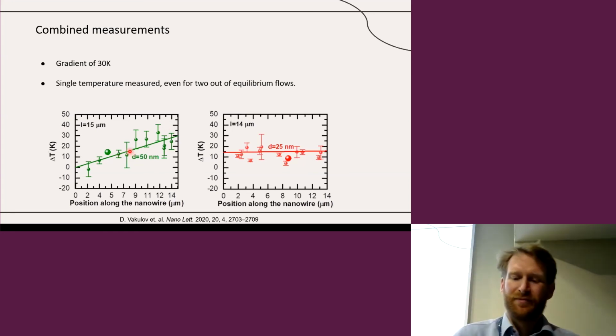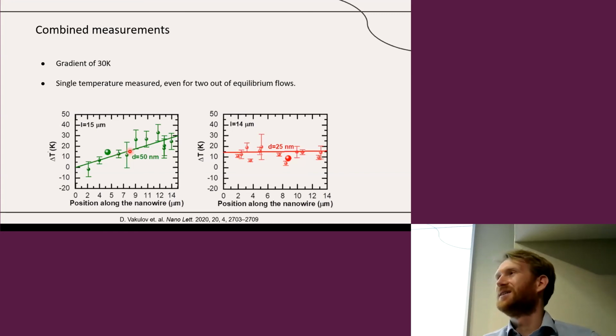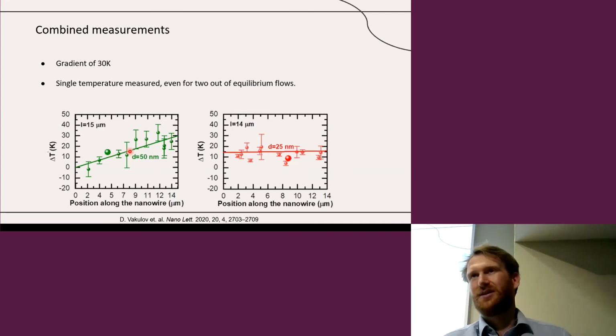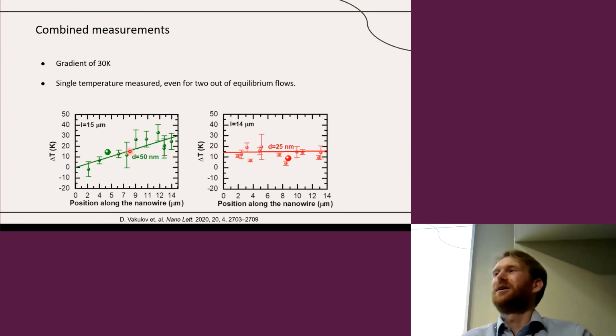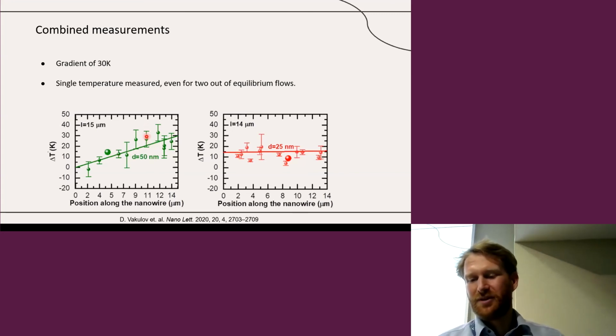gradient. Again, you can see the difference in resolution between the Raman thermometry and the micro bridge, where with the suspended bridges 30 degrees is already a relatively large gradient to apply to get a good signal to noise ratio. For Raman, you can see the error bars yourself.